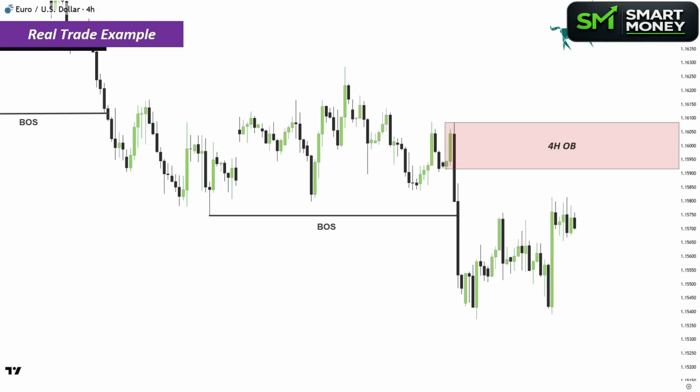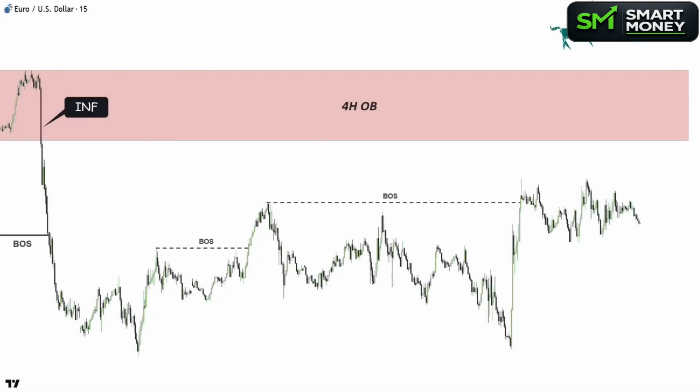So here, on the Eurodollar 4-hour timeframe, we have an unmitigated bearish order block. This gives us an ideal area to look for short opportunities if price taps into it and shows rejection on the 15-minute timeframe. At this point, I zoom into the 15-minute chart to monitor price action more closely and wait for confirmation. What we want to see is simple. Price should tap into the 4-hour order block, reject from that area, and then create a market structure shift on the 15-minute chart.